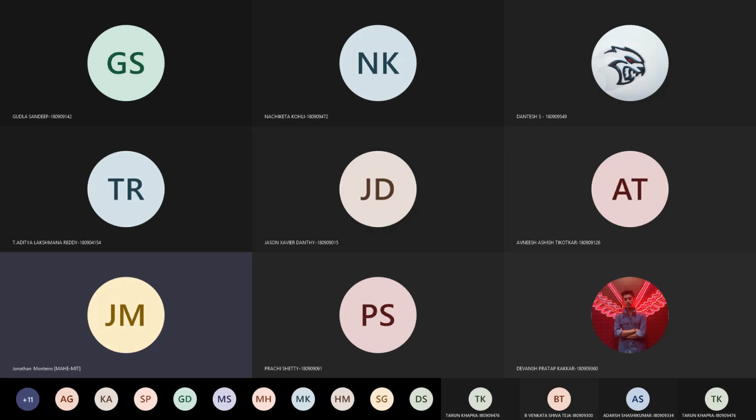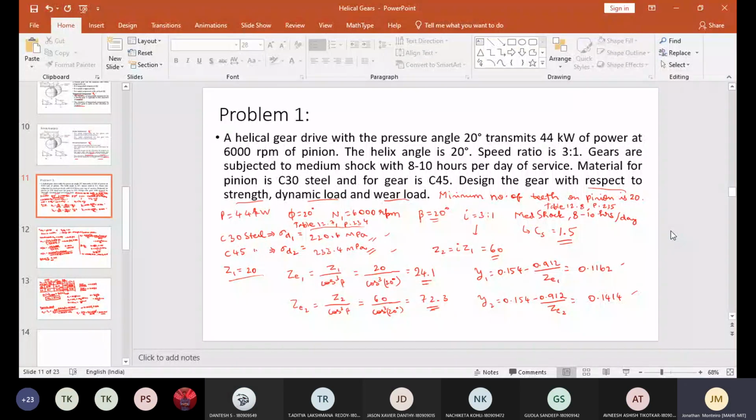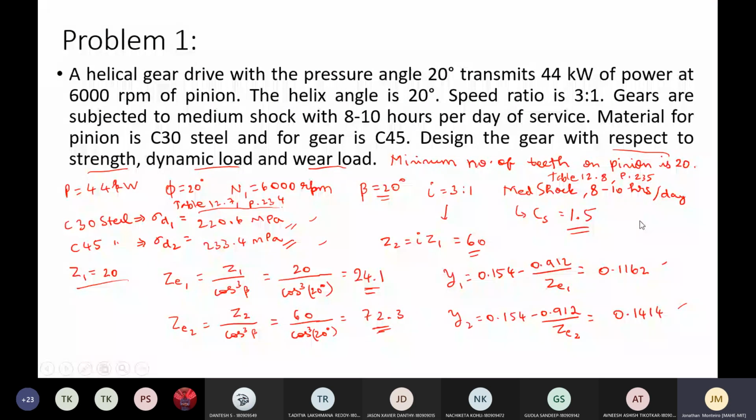So in the previous class, we were solving this particular problem. The minimum number of teeth were given in a helical drive, and the diameter was unknown. So you had to fix a diameter, and that is what we did. We also saw the importance of the virtual number of teeth, the formative number of teeth. And using that concept, we understood which is the weaker member at first.